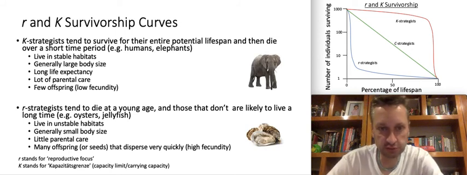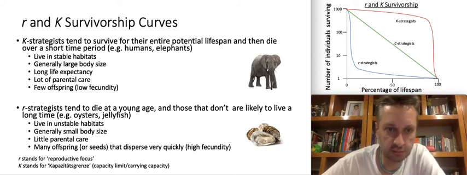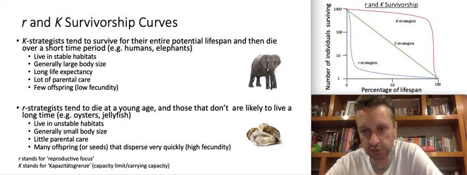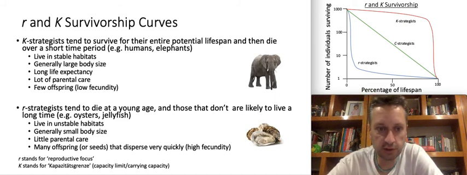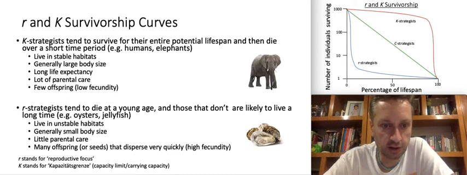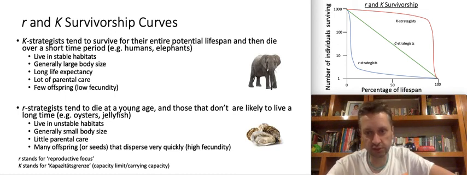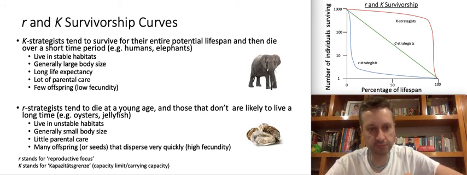r strategists, on the other hand, as you can see here, pretty much the opposite. They tend to live in unstable habitats to take advantage of them. That's why we associate them with the pioneer species. They're generally small, they give little parental care, and they have a lot of offspring in a short time, so therefore we call them high fecundity species.